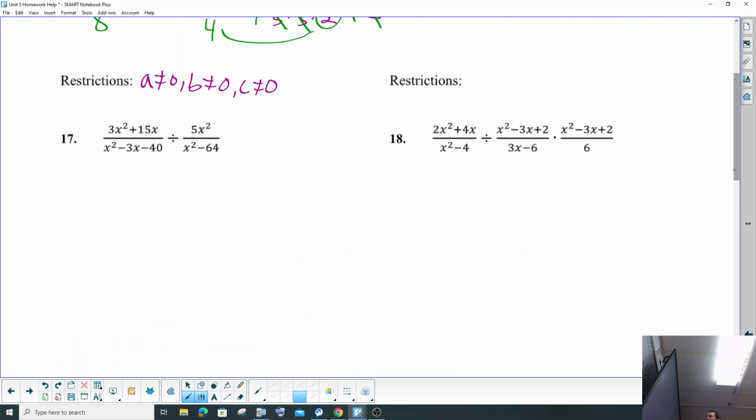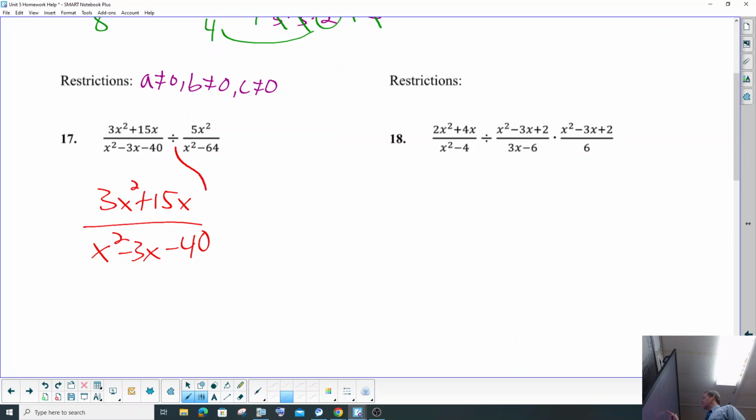Keep, change, flip. So then let's really show our work on this one. So we have, wow, even my finger won't work. What is going on with our smartboard today? So we have 3x squared plus 15x all over x squared minus 3x minus 40. And then keep, change, flip. So this becomes multiplication. Good. And then we flip that. So that's x squared minus 64 all over 5x squared.